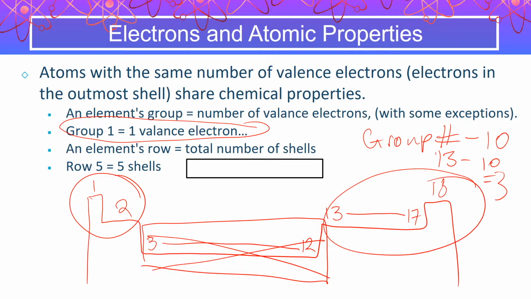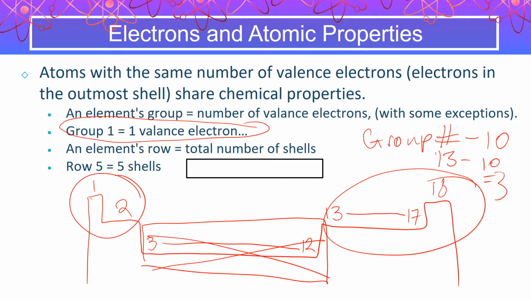So you can see 18 minus 10 gives you 8. That is just something to be aware of: it works really well for groups 1 and 2, but not very well at all for 13 through to 17, where you have to take that 10 off. The rule doesn't work at all for 3 through to 12, which is what we would call the transition metals. We'll talk about them a little bit later.